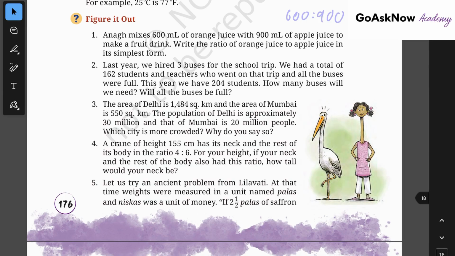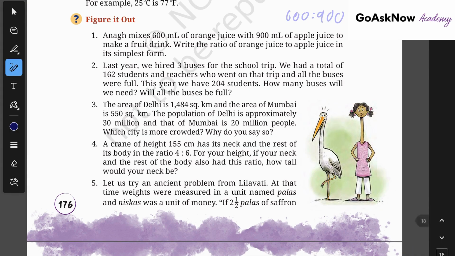Since there are 162 people in 3 buses, we can find how many people were in one bus. That is 162 divided by 3. You should get 54. So each bus is 54 people, and it says that all the buses were full, so the max capacity for each bus was 54. Since this year we had 204 students, we can do 204 divided by 54 to find the number of buses. That should give about 3.7.